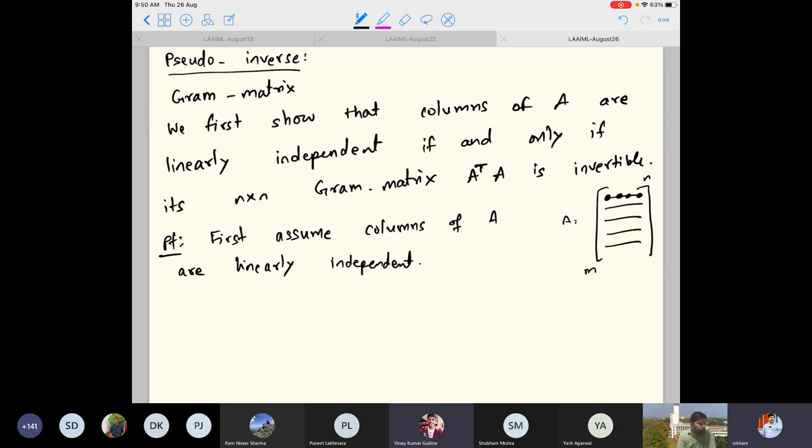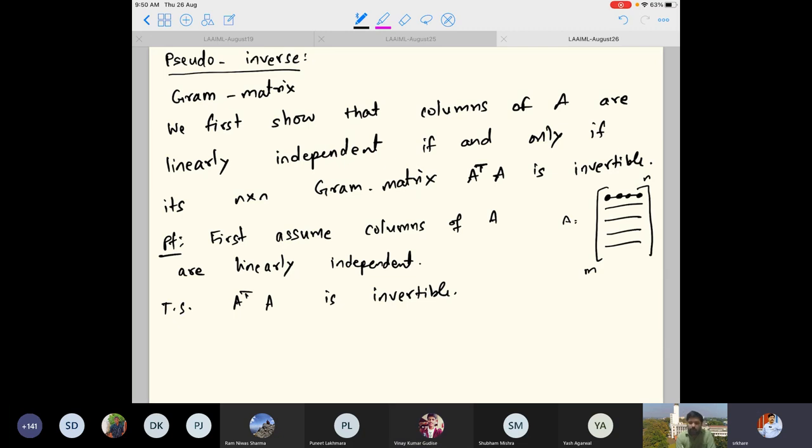Okay. Suppose the columns of A are linearly independent. What do we want to show? We want to show that A transpose A is invertible. Okay, so what do we do?